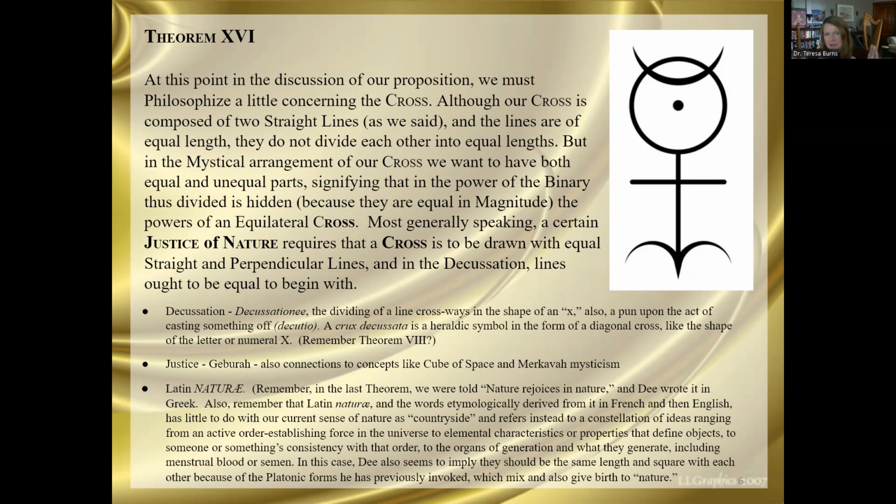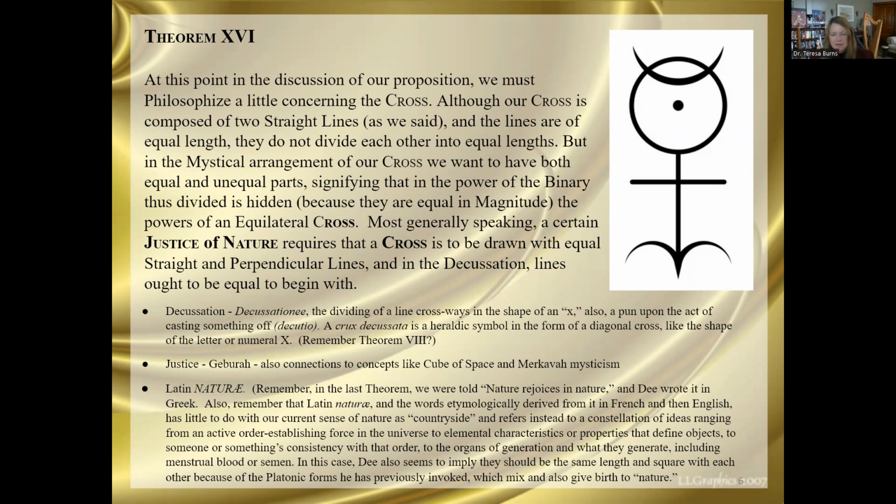Again, those planets that in the Timaeus are governing the chaos, or in Kabbalah on the tree of life, the higher Sephiroth that are shaping and giving forms to things so that by the time you get to Yesod, the treasure house of images, you have forms created that manifest in Malkuth. Elemental characteristics, properties that define someone, and also the organs of generation and what they generate, including menstrual blood or semen.